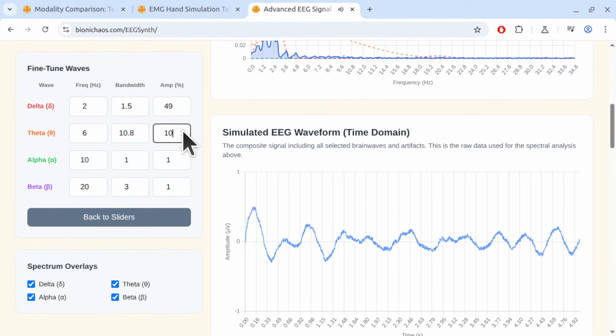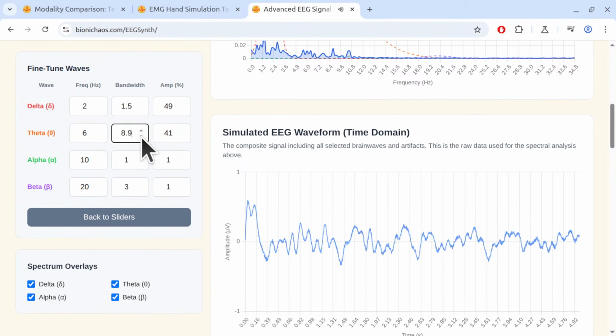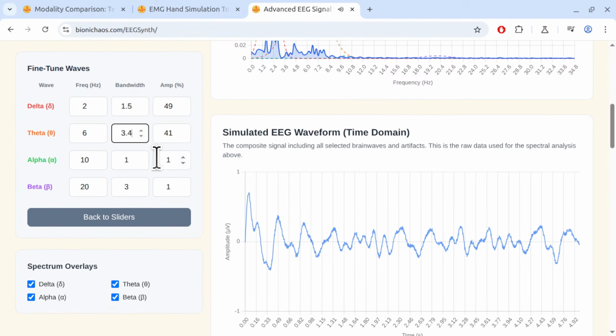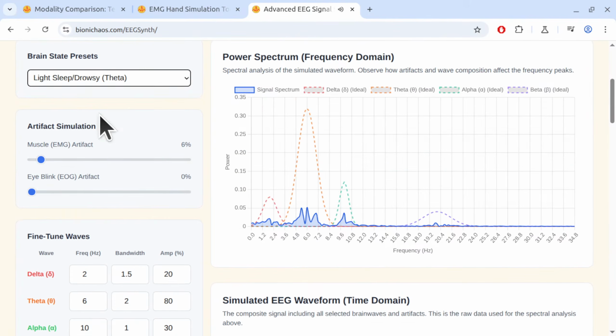Okay. Now, here's something the source really flags as important. You mentioned those dotted ideal overlays on the power spectrum graph. And then there's the actual computed spectrum, the filled-in blue area from the final mixed signal. The source says they don't line up perfectly, right? Even if you only have one main wave active. Right.